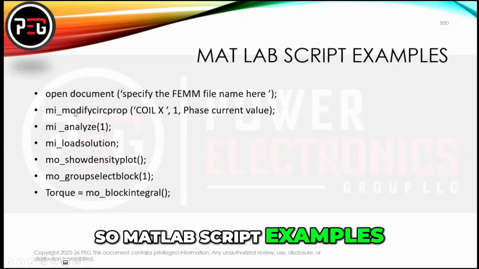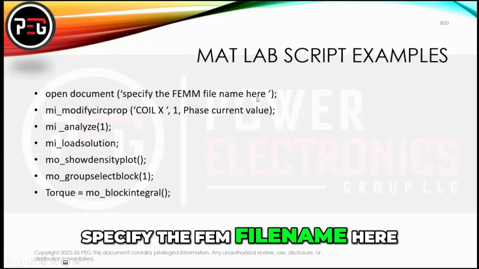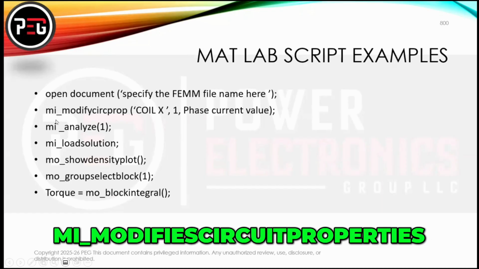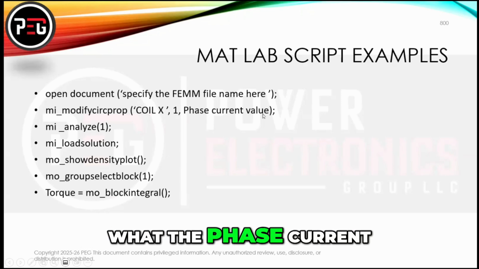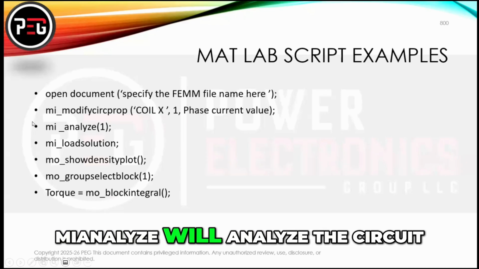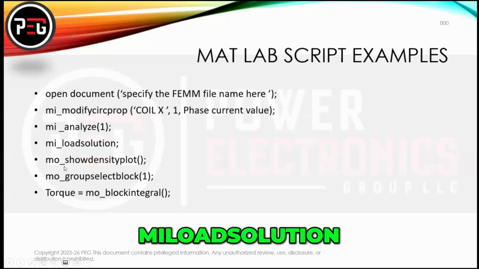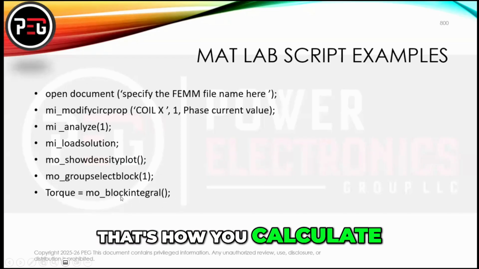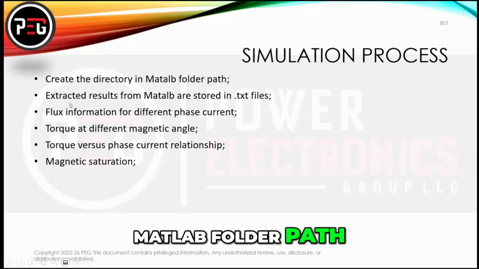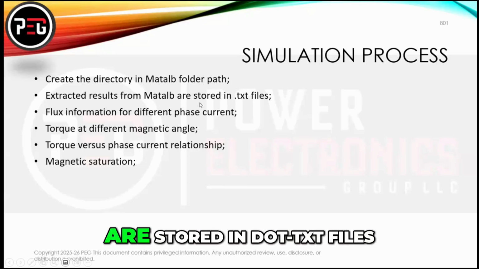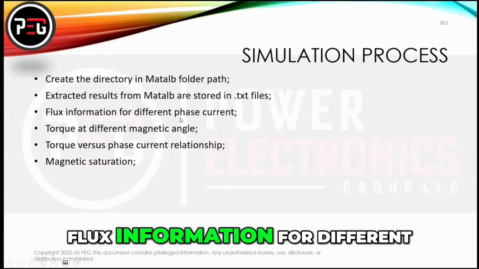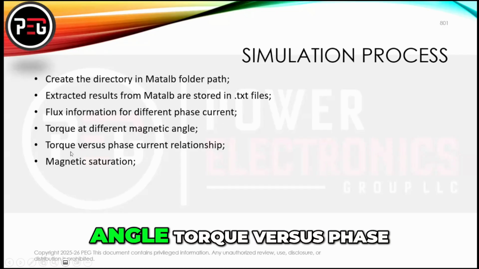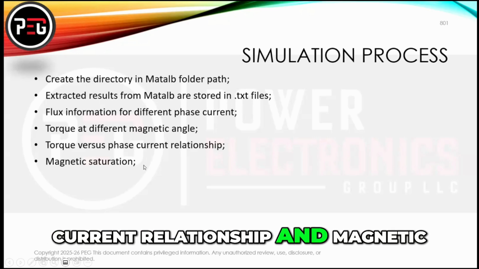So MATLAB script examples: open document, specify the FEMM file name here. We'll see an example of that. mi_modifycircprop: here you can put what the phase current value is. mi_analyze, it'll analyze the circuit. mi_loadsolution, show density plot. mo_groupselectblock, and torque is mo_blockintegral. All right, that's how you calculate the torque. So create the directory in the MATLAB folder path. Extracted results from MATLAB are stored in .txt files: flux information for different phase current, torque at different magnetic angle, torque versus phase current relationship, and magnetic saturation.